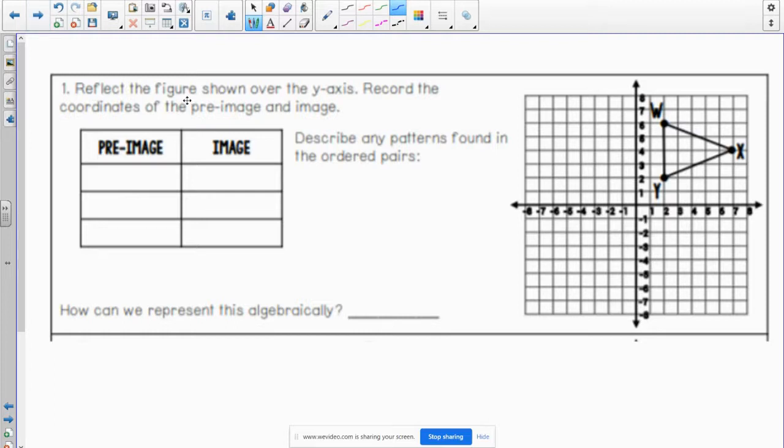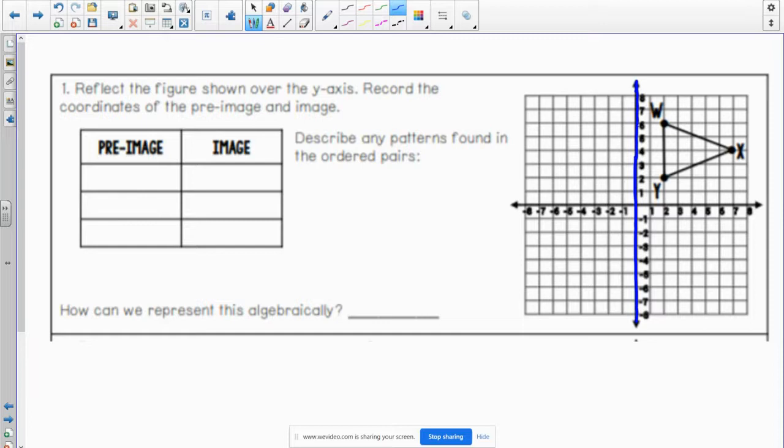So let's reflect the figure shown over the y-axis and record the coordinates of the pre-image and image. I always like to highlight which one I'm actually reflecting over. So it says reflect over the y-axis. So we're going to reflect this. It's like a mirror image, and if you go back to that definition, it's going to be the same distance away from the reflection line.